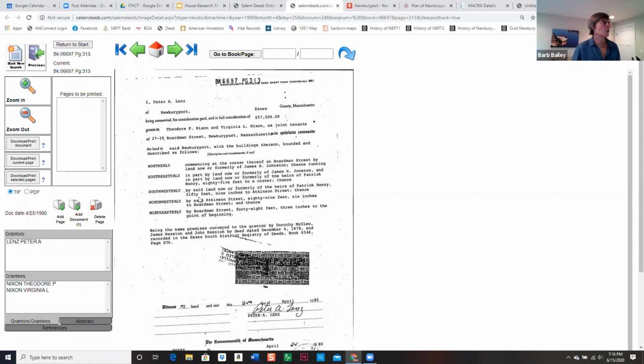And so I keep track of that, and it's really valuable information as you go back in time. So the goal is to keep going back in time until you find a deed that doesn't have a building. You can see that this one says "with the buildings thereon," and then it gives the description. With that being said, not all deeds will say there's a building on it, if there was a building on it, which is unfortunate.